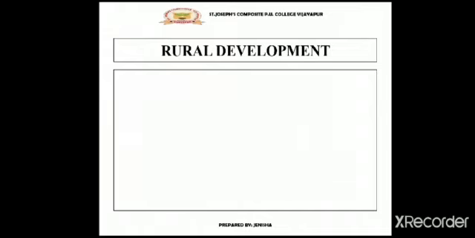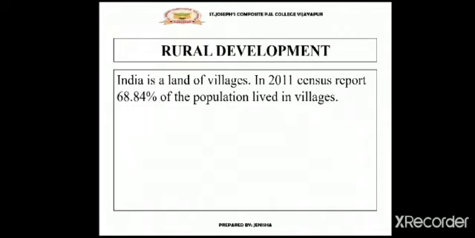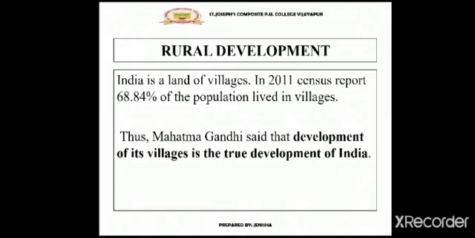Now we are going to discuss rural development. India is a land of villages. In the 2001 census report, 68.84% of the population lived in villages. Thus, Mahatma Gandhi said that development of its villages is the true development of India.